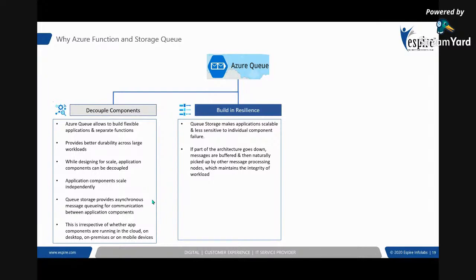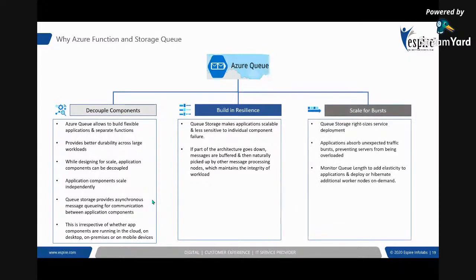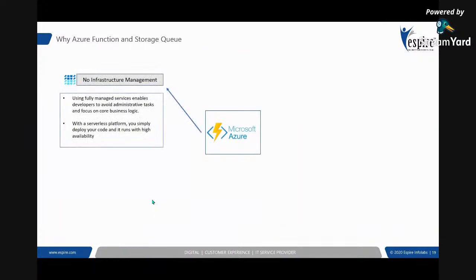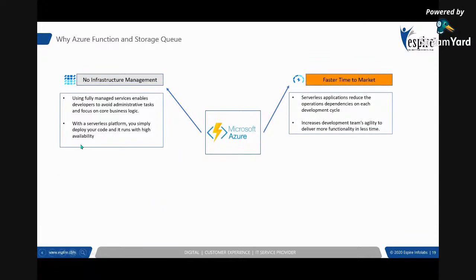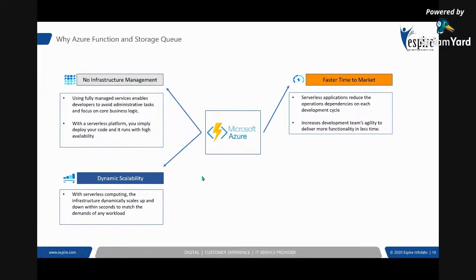Again, the queue's built-in resilience that we talked about makes the application scalable and less sensitive to individual components, right? So if the architecture goes down, the queues will bump up. You don't have to worry, and you can reinitiate the new process automatically. Scaling we discussed. Same thing for the function. Functions are available as a fully managed service, so again it's a faster time to market with serverless applications. You don't have to build any infrastructure for that. Just the deployment is required, and we'll talk about the deployment as well.